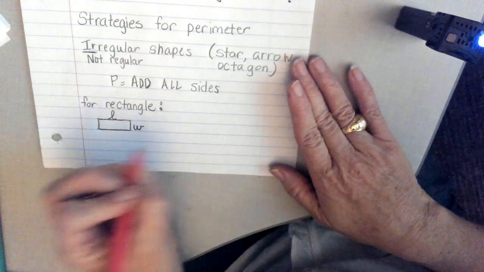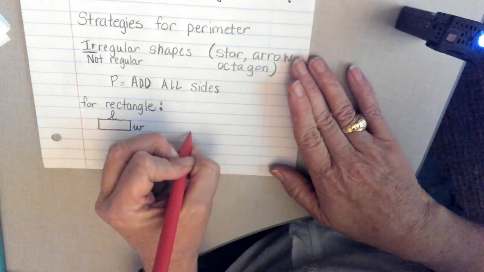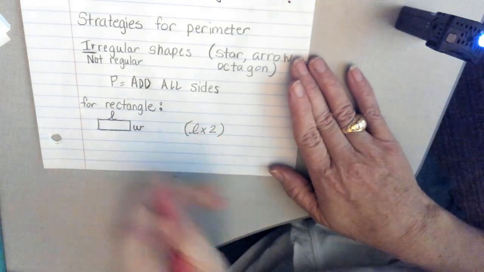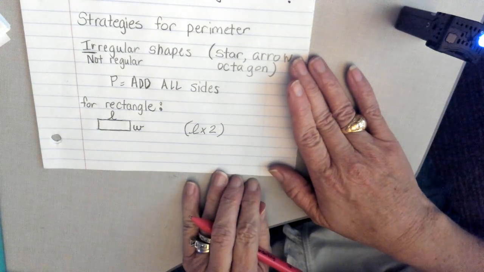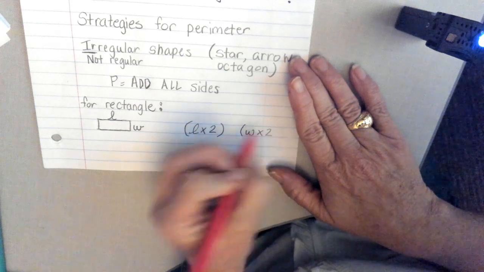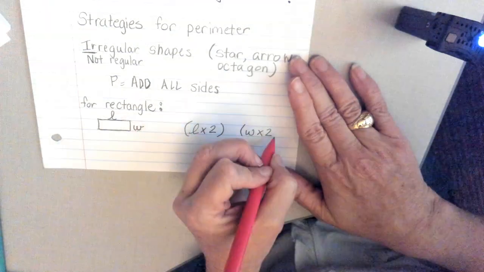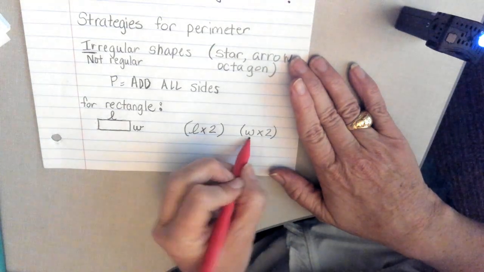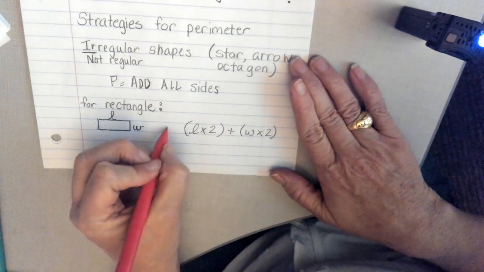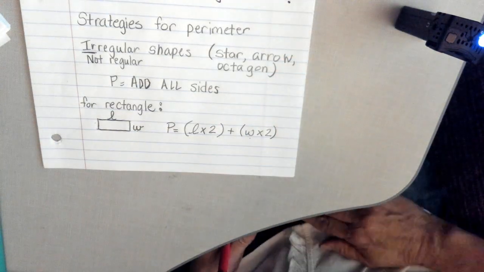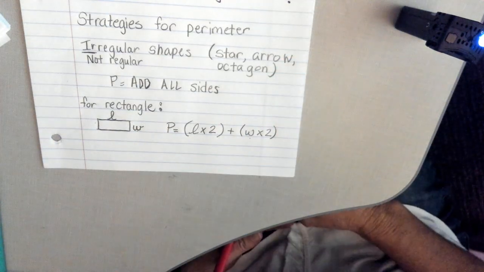So one way to think about this would be to take the length and multiply it by 2 and put parentheses around it. Take the width and multiply it by 2 because we have 2 of them, and put parentheses around it. And when you get the totals for each, you're going to add them to find the perimeter. Now you've probably seen this formula on a mathematics chart.